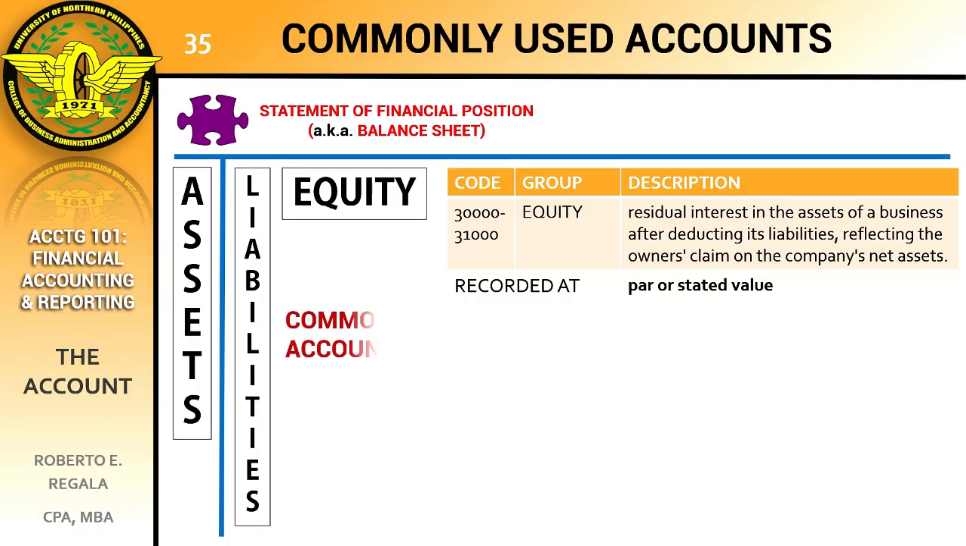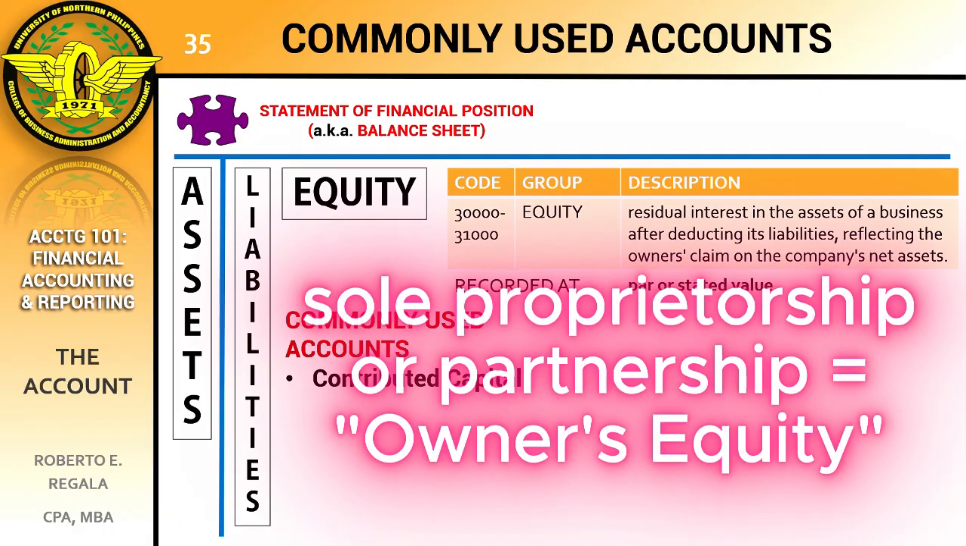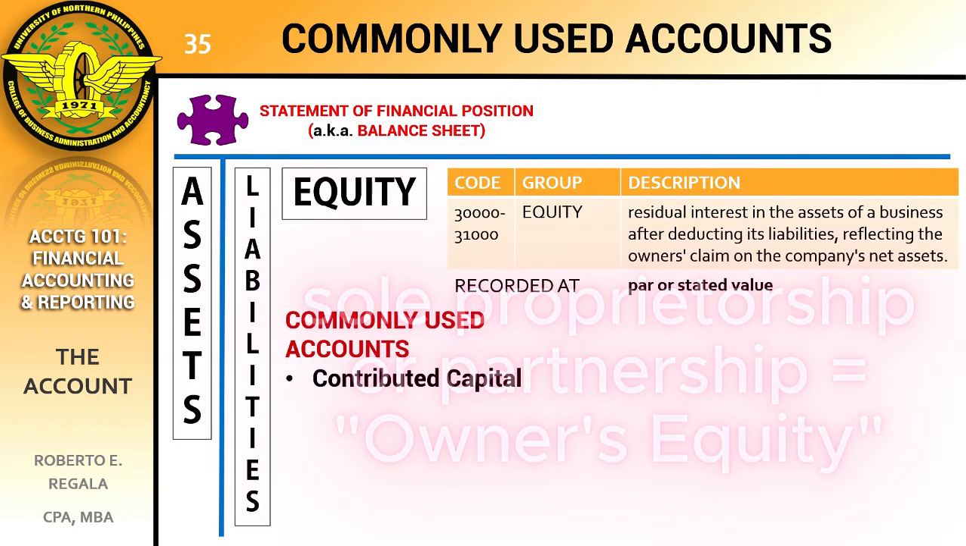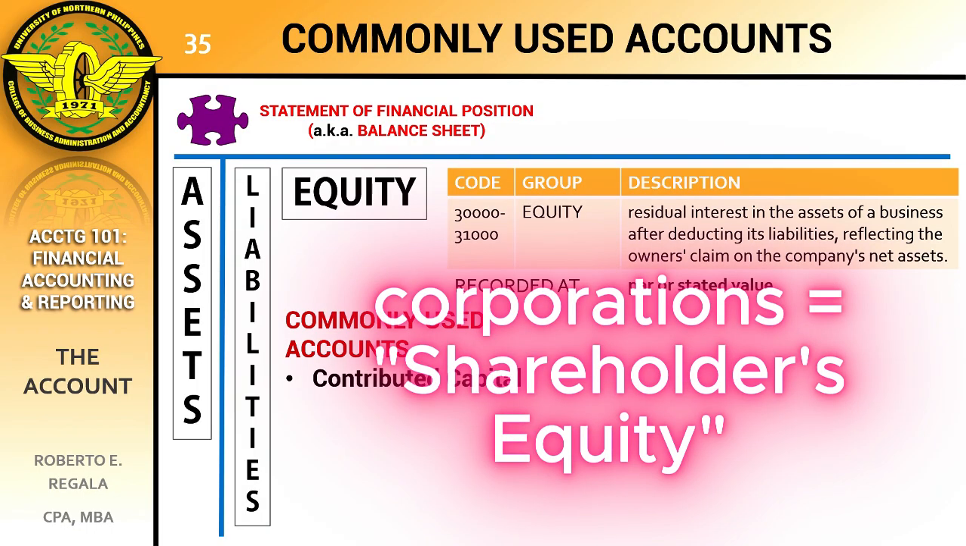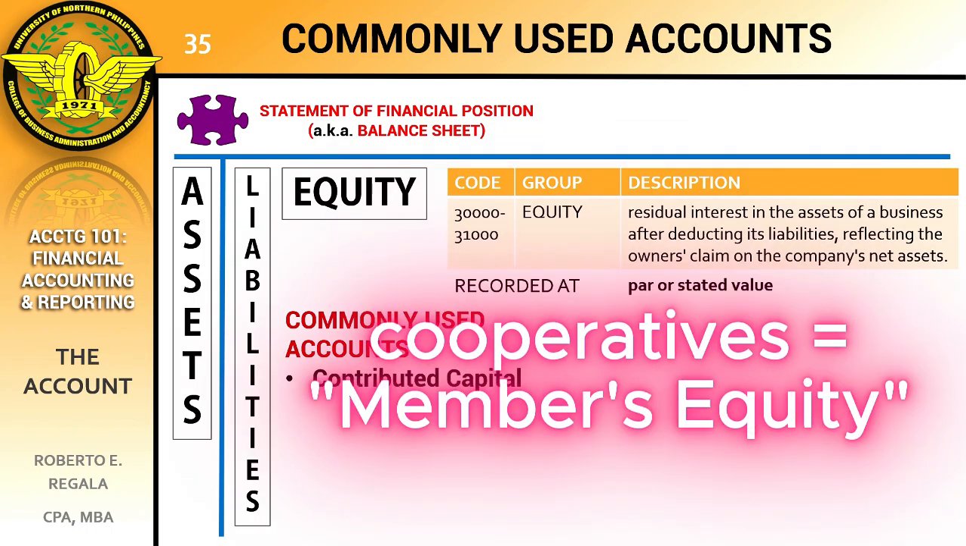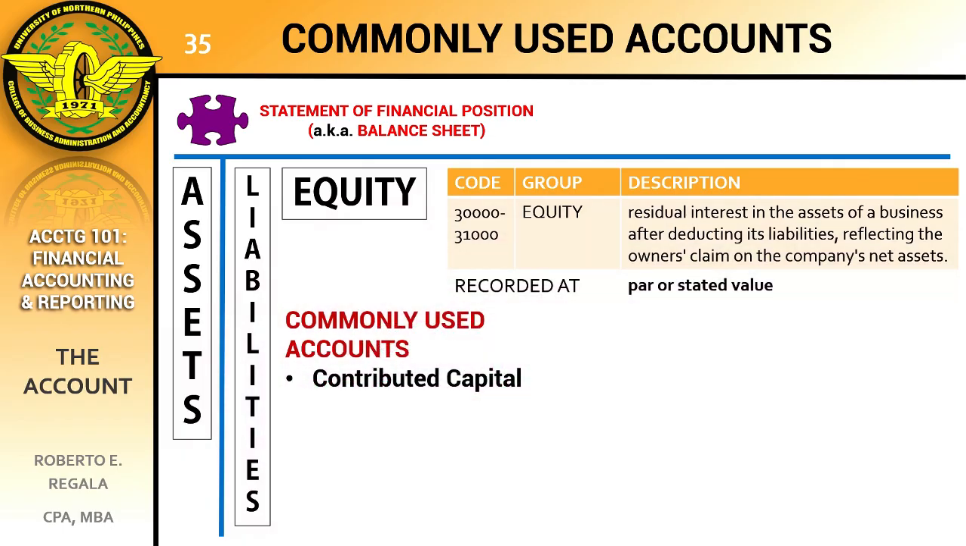Let's look at the different types of equity accounts. Owner's capital, or contributed capital. This is the money or assets that owners or shareholders have invested in the company. If it's a sole proprietorship or partnership, it's usually called owner's equity. For corporations, it is called shareholders' equity, and for cooperatives, it's called members' equity. For example, when someone buys shares in a company, that money goes into contributed capital.